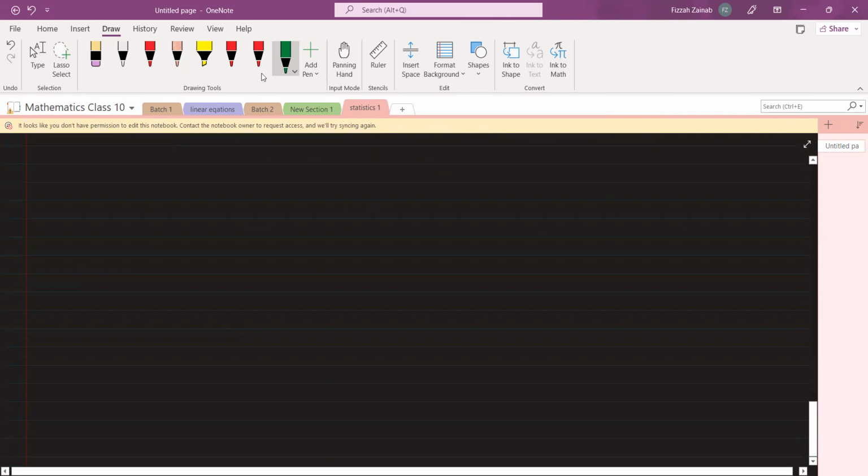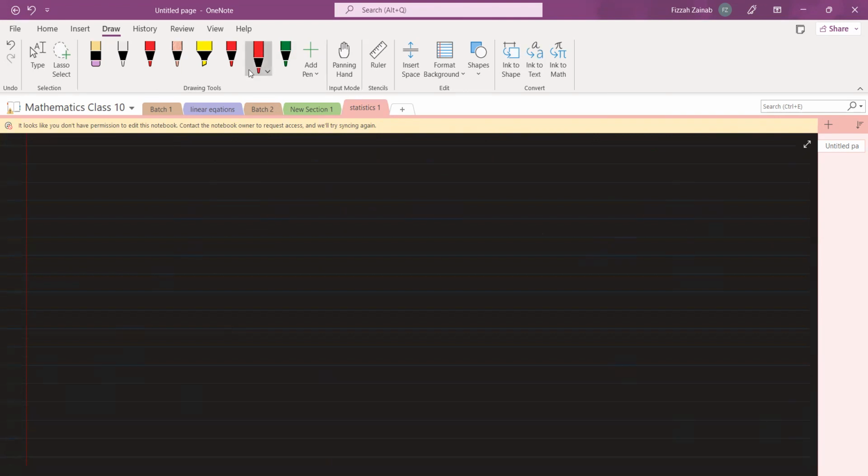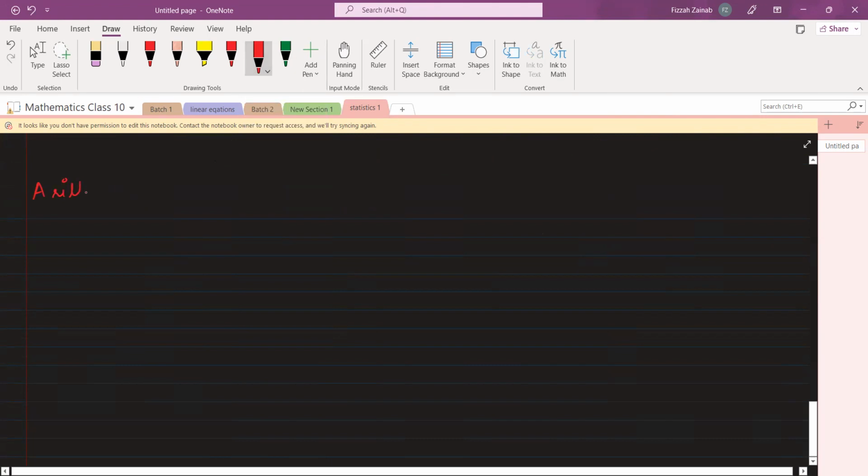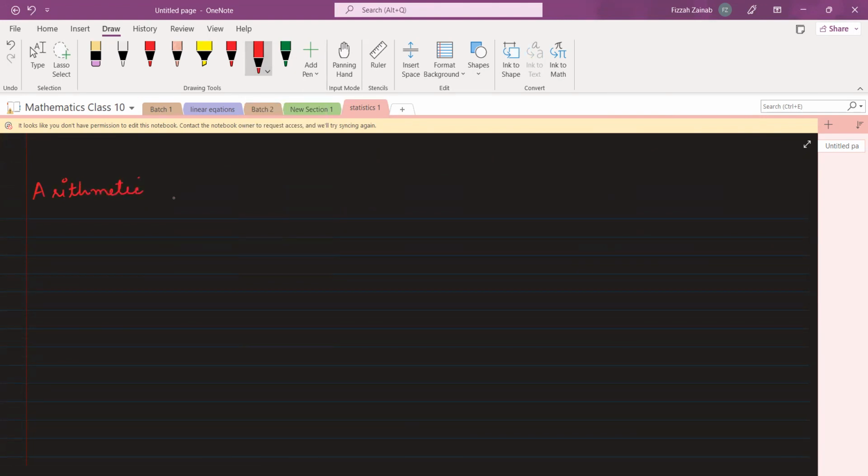Now, arithmetic mean of grouped data. Please make a box here. So this is for grouped data.